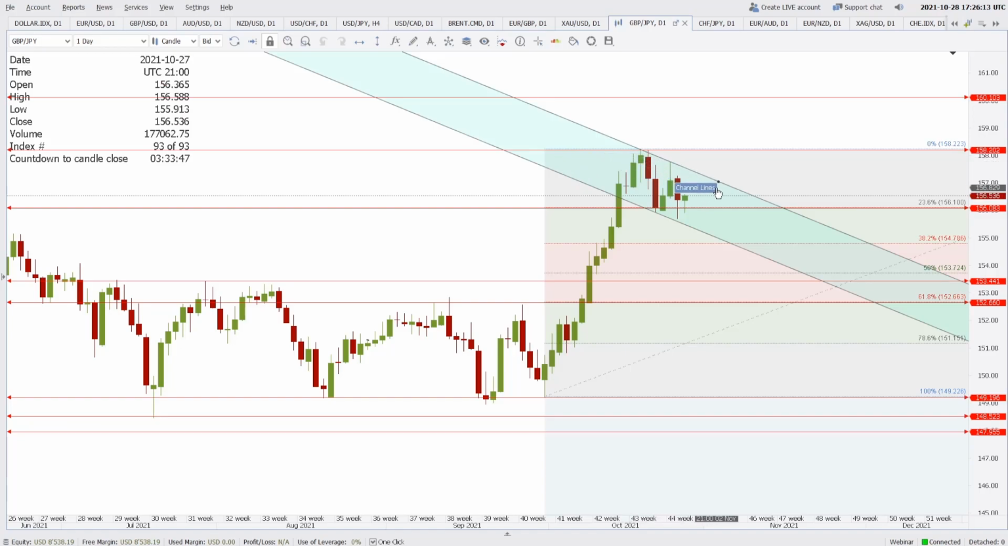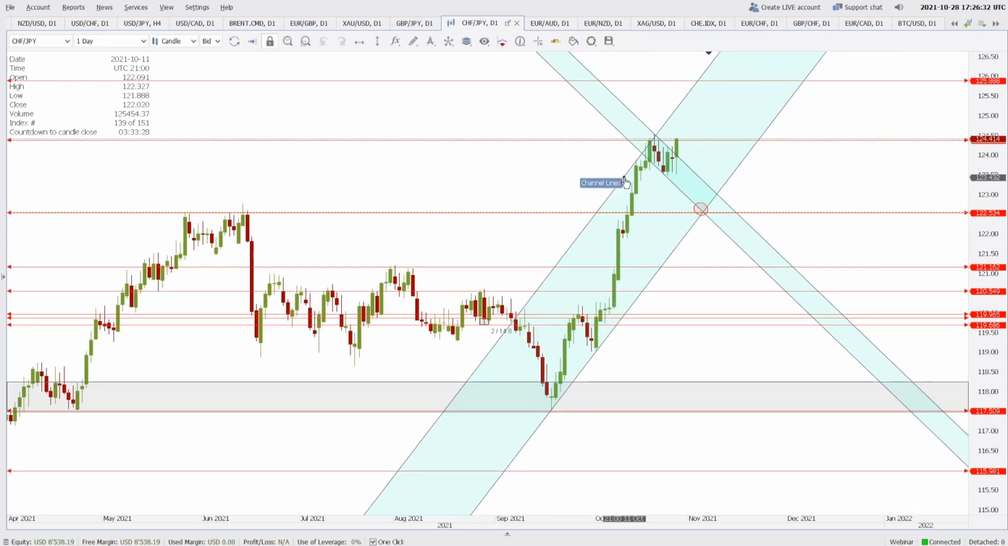You can wait for the channel to break, or because this is already at the support, you can buy it here and just cross your fingers and hope that it breaks out of it, because there is no confirmation yet. Okay, this is all your discretion how you want to open the trades here.